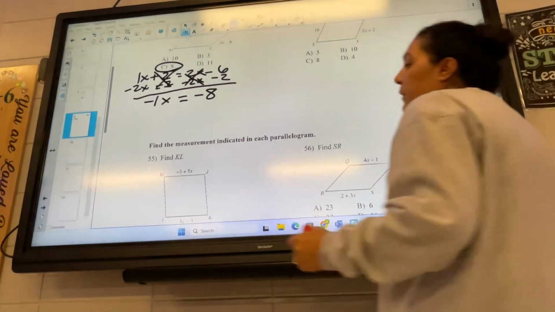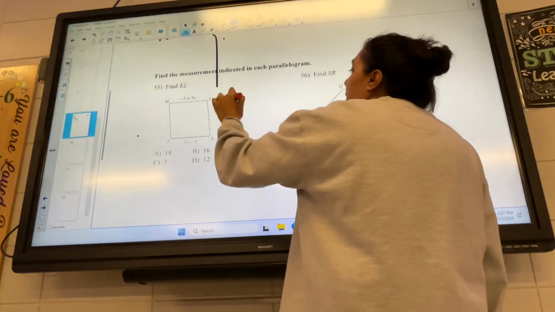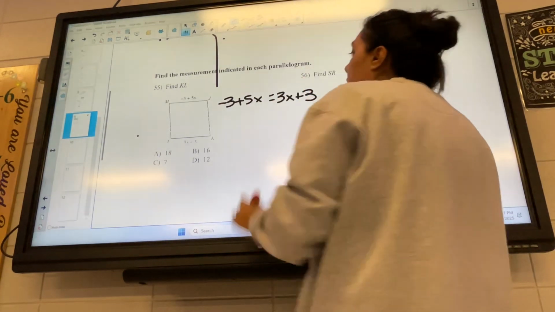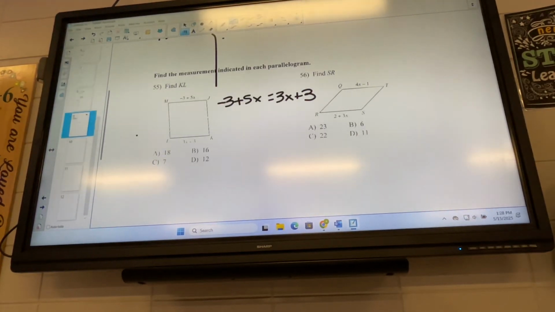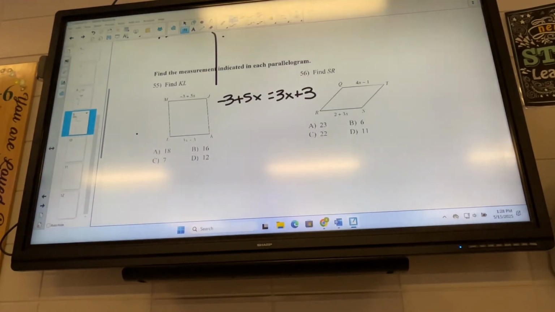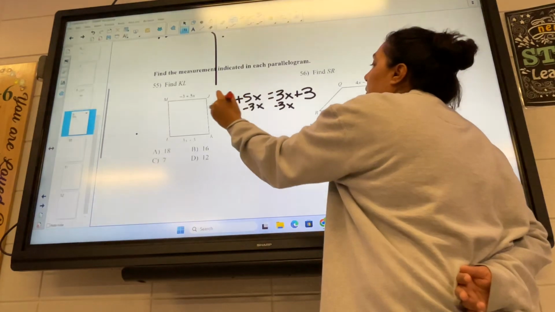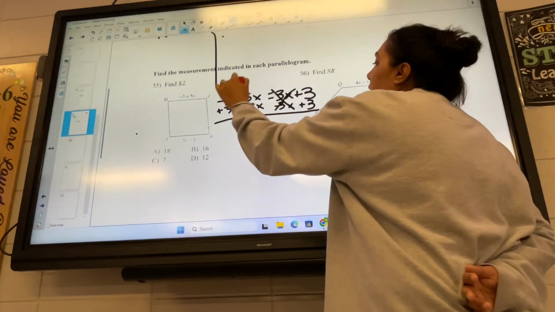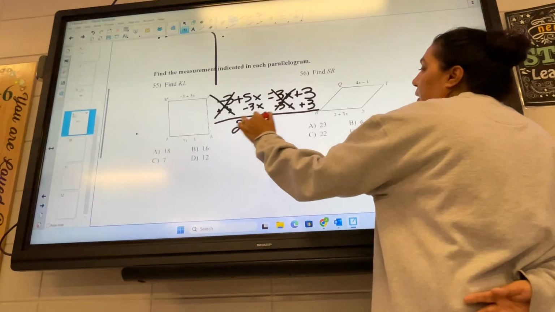Okay, 55, we're going to say negative 3 plus 5x equals 3x plus 3. Okay, we're going to move our letters to the left and the numbers to the right. Who needs moved? 3x needs moved. Who else? The negative 3. Okay, so these 3's are going to cancel and those 3's are going to cancel. Okay, so I'm going to get 2x equals 6.